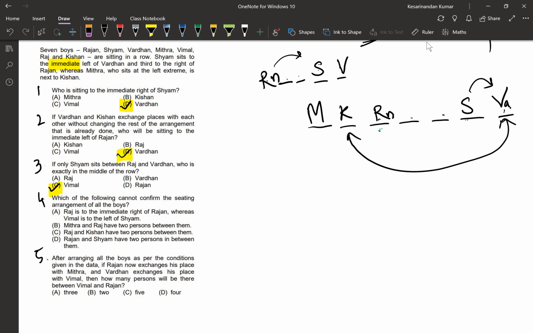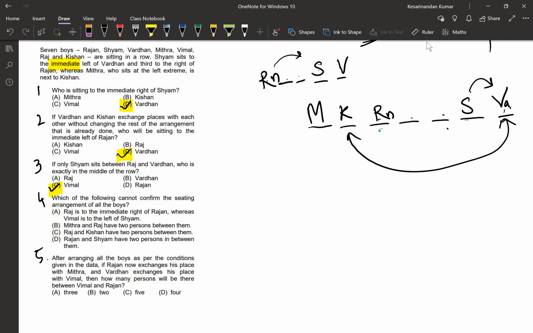Raj is to the immediate right of Rajan. So if we get Raj here, whereas Vimal is to the left of Shyam. Vimal is left of Shyam. Perfect. This can be done. Then Mitra, so this won't be the answer because we have to give which one cannot give.